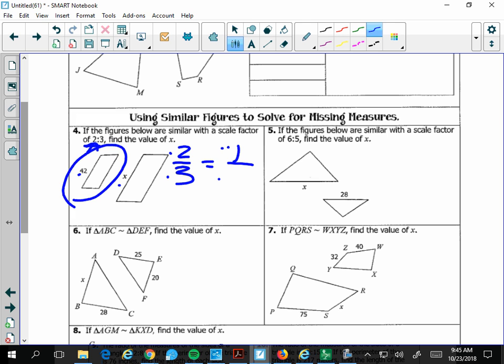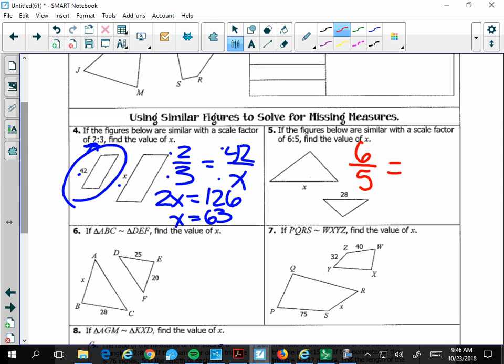So I'm going to say, okay, that goes in the top. And its corresponding side x goes in the bottom. And then I'm just solving this proportion. I'm going to say 2x equals 126, and then I'm going to divide that out and say x equals 63. And then I'm going to do the same thing, exact same process over here. I've got two figures, 6 to 5.